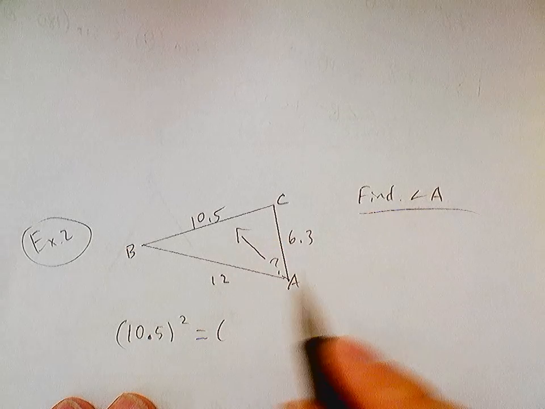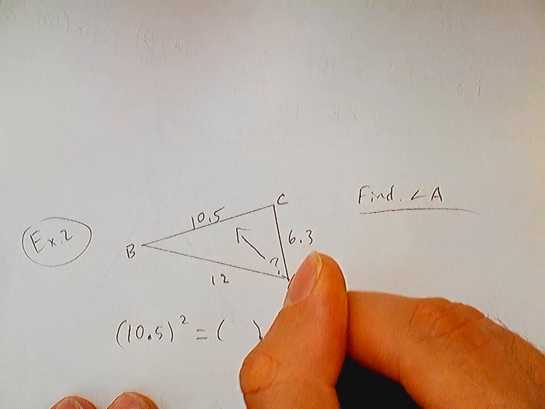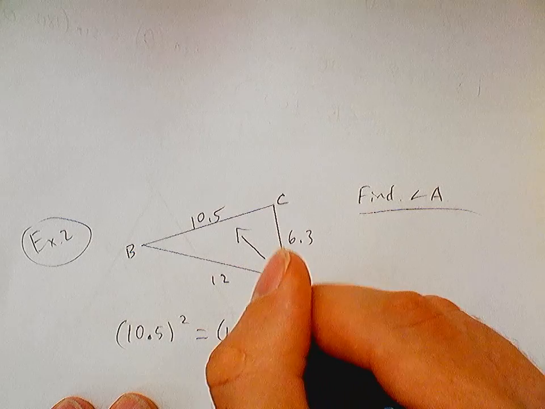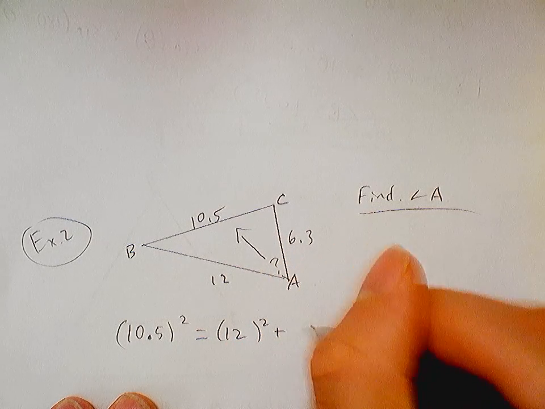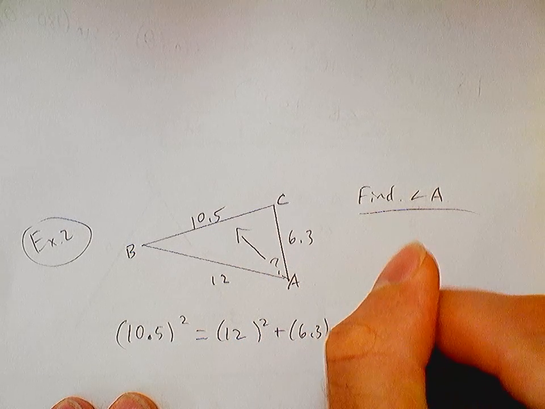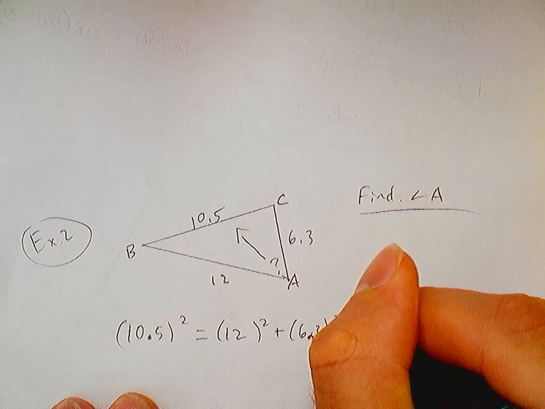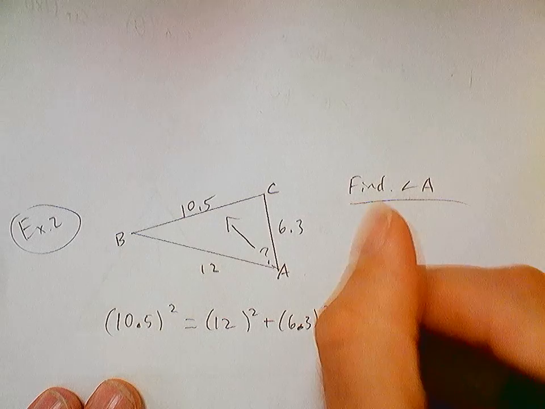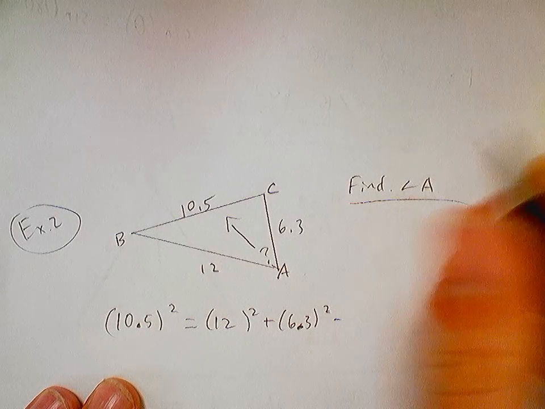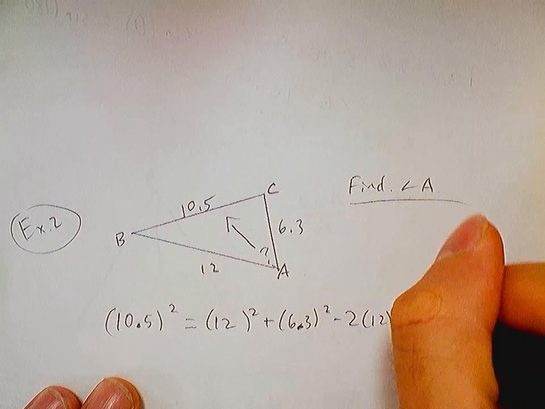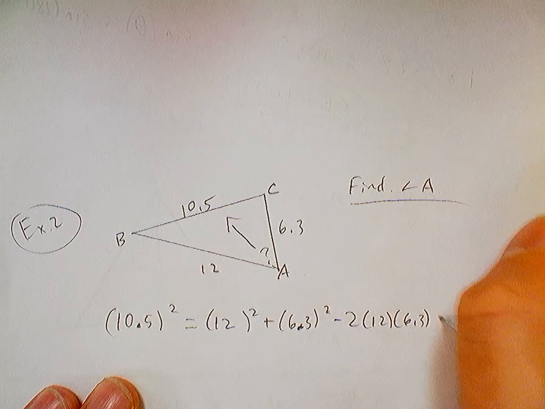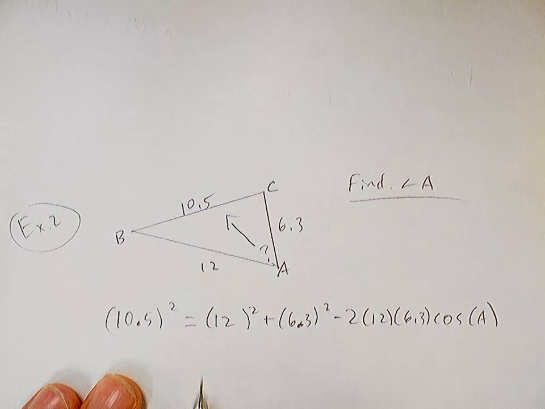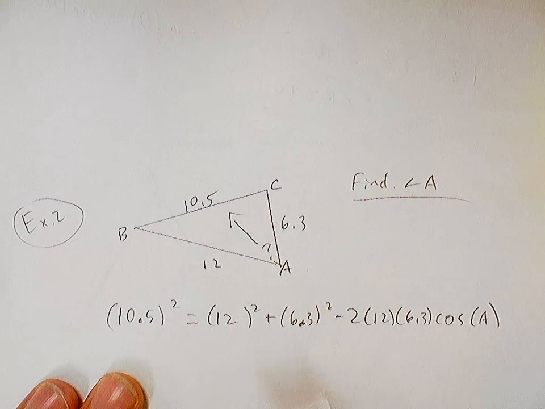equals. Just like I said before, this next part always works the same way. It's the other two sides squared. So 12 squared, the order does not matter here, 12 squared plus 6.3 squared. So again, this first part looks very reminiscent of the Pythagorean theorem. So minus 2 times 12 times 6.3 times cosine of A.